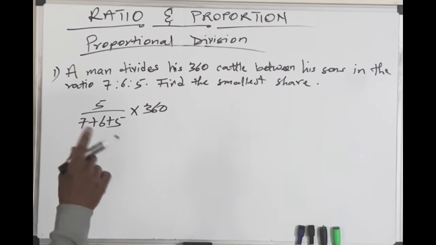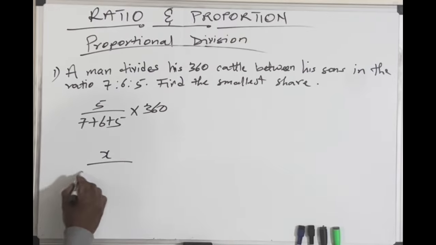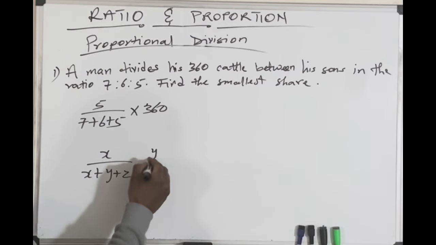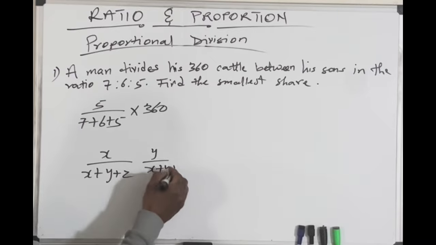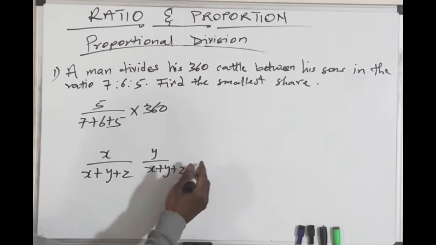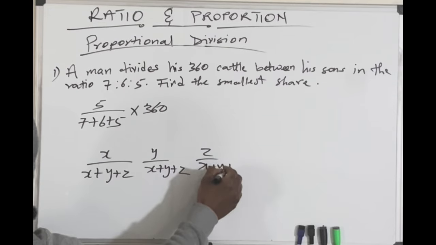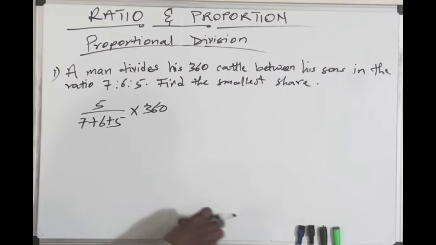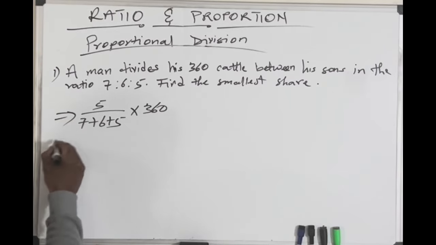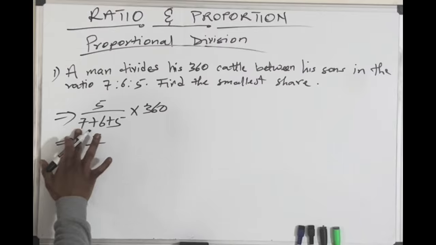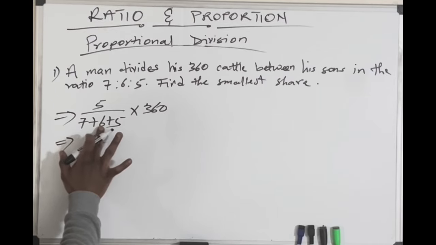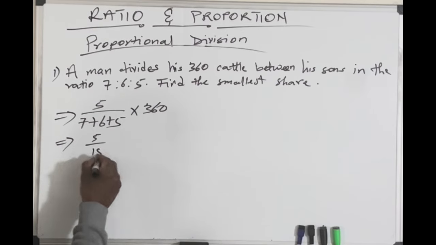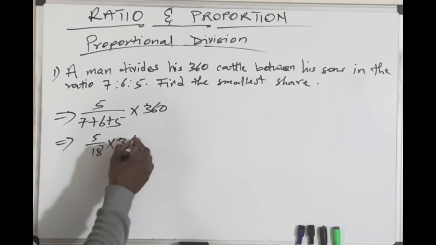What we were saying earlier on, x over x plus y plus z, or y over x plus y plus z, or z over x plus y plus z, this is the meaning. So let's continue. 5 over 7 plus 6 gives 13, and 13 plus 5 is 18. So 18, then times 360.